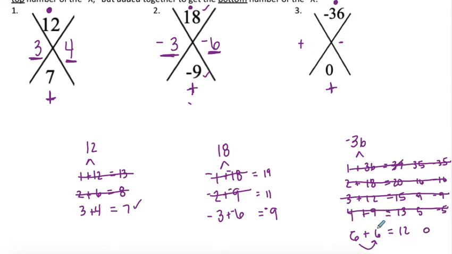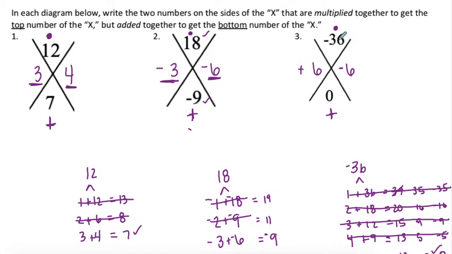I get 0, or the other way, I get 0. This one is what I'm looking for. I want a +6 and a -6. Multiplies to the top, adds to the bottom. When we are doing this, be careful on the signs. It's really going to change and make a difference here.